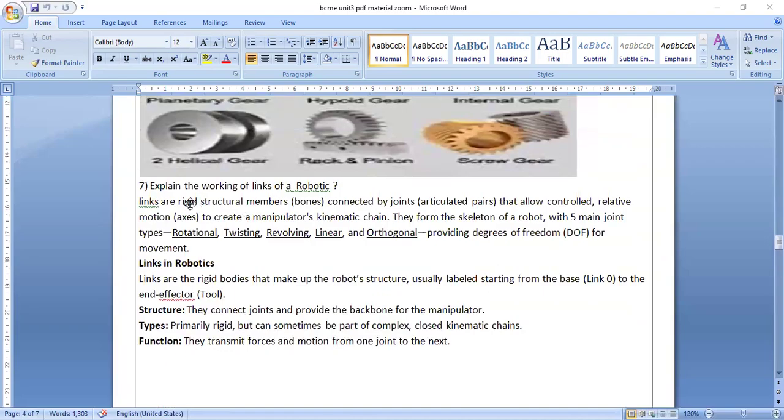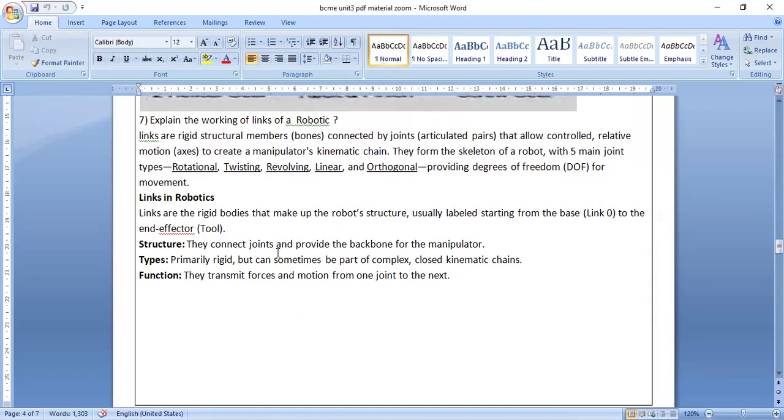Coming to the definition: links are rigid structural members, like bones, connected by joints, articulated pairs that allow controlled relative motion. You can see these joints are like bones. It is a structure, an articulated pair which controls the relative motions. You can also call it a kinematic chain, the skeleton of the robot, with five main joints. One can rotate. Another can twist clockwise and anti-clockwise, revolving. Another has linear motion, forward and backward, orthogonal at 90 degrees. This provides degrees of freedom, totally 12 degrees of freedom they can have.